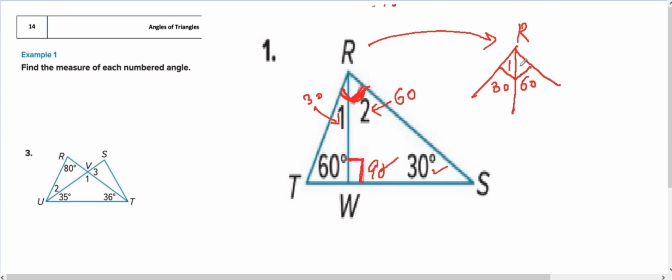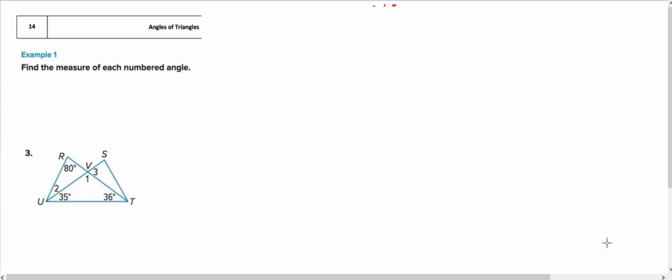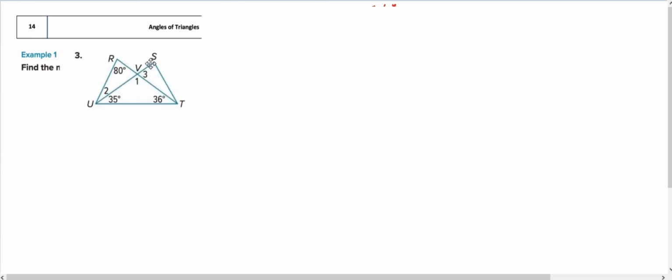So this is angle 1 and this is angle 2. First you need to find out angle 2, because add this and this, 120, subtract from 180. So angle 2 is 60. So this is 30 degrees. Now question number 3. Question number 3 is the same.